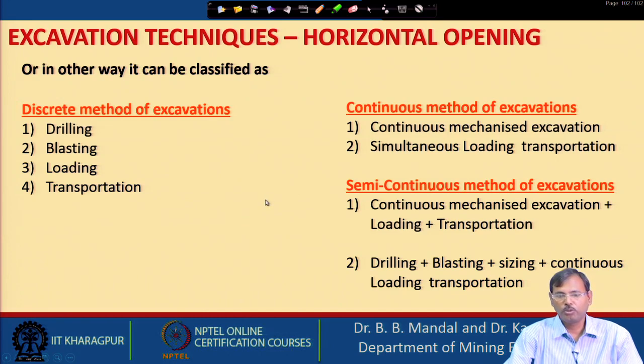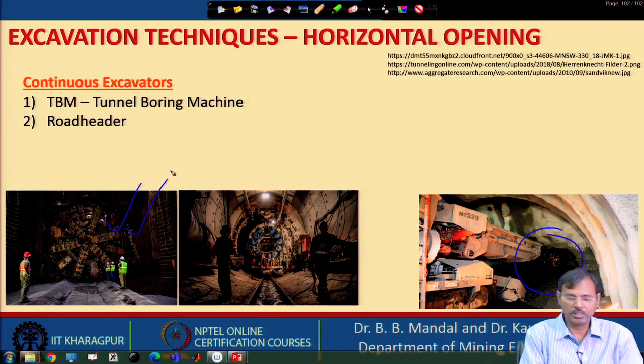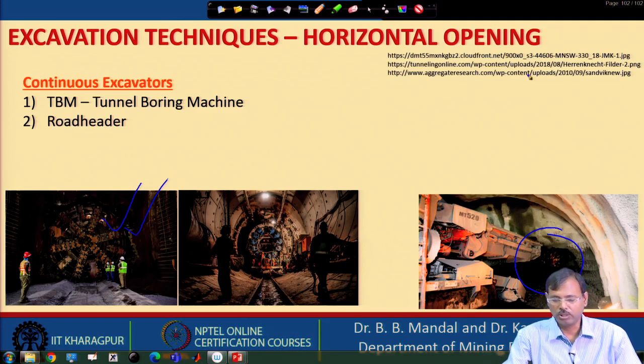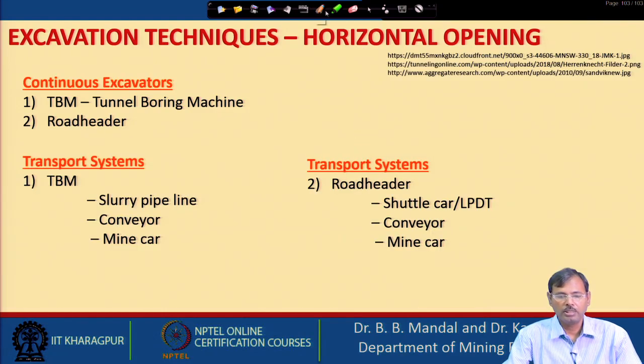Here also we have 2 options: either we can use these cutting machines along with simultaneous loading and transportation, or we can have discrete loading and transportation along with this. So we can have all these different activities, and we have seen this is the road header. TBM we have already discussed in the last class, and in this class we will discuss the use of road header for the construction of the horizontal drawbages.